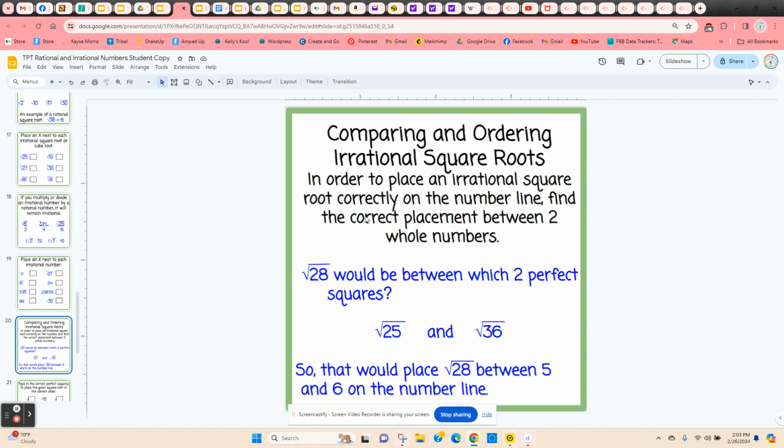And then they're shown how to compare and order irrational square roots. So where would we place these irrational square roots on the number line? So for example, we have the square root of 28, and it's irrational. It's not a perfect square, but we know it would be between the square root of 25 and the square root of 36, 2 perfect squares. So that would place it between 5 and 6 on the number line.